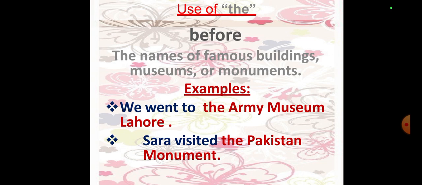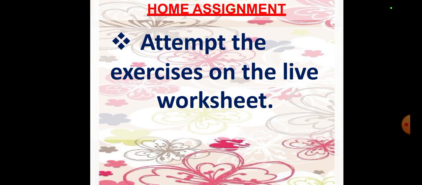Use of "the" before the names of famous buildings, museums or monuments. Whenever you're talking about famous buildings, museums or monuments, you can do this. For example, "We went to the Army Museum Lahore." It's a famous museum, and everyone would have heard about it, so now we are using "the". "Sara visited the Pakistan Monument." This is also a very famous monument that you would have heard about.